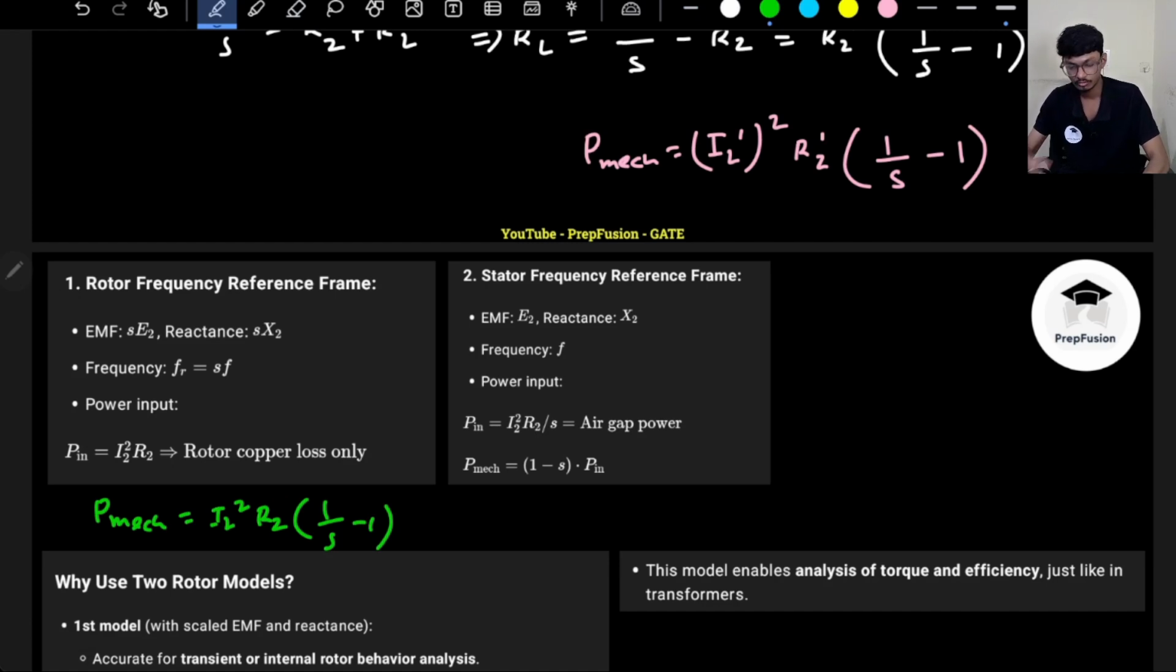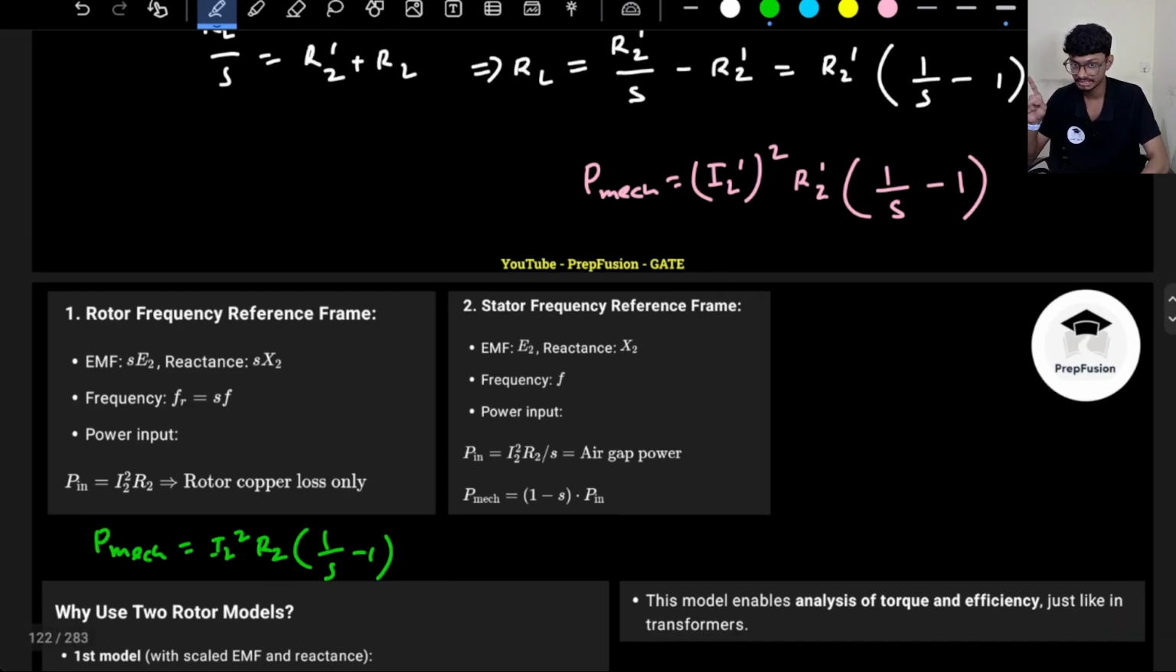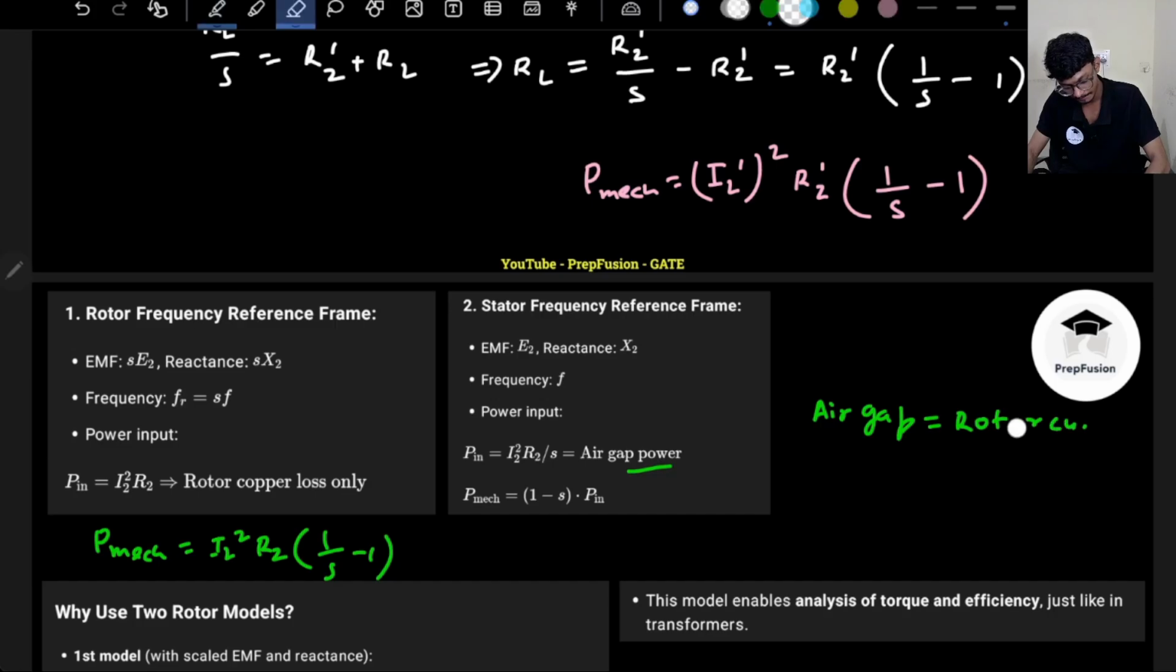So basically what is happening is, first I have the stator. From the stator we get some rotating magnetic field. That field is actually known as the air gap power. So what is the air gap power? Air gap power will be equal to the rotor copper loss plus the mechanical power, right?